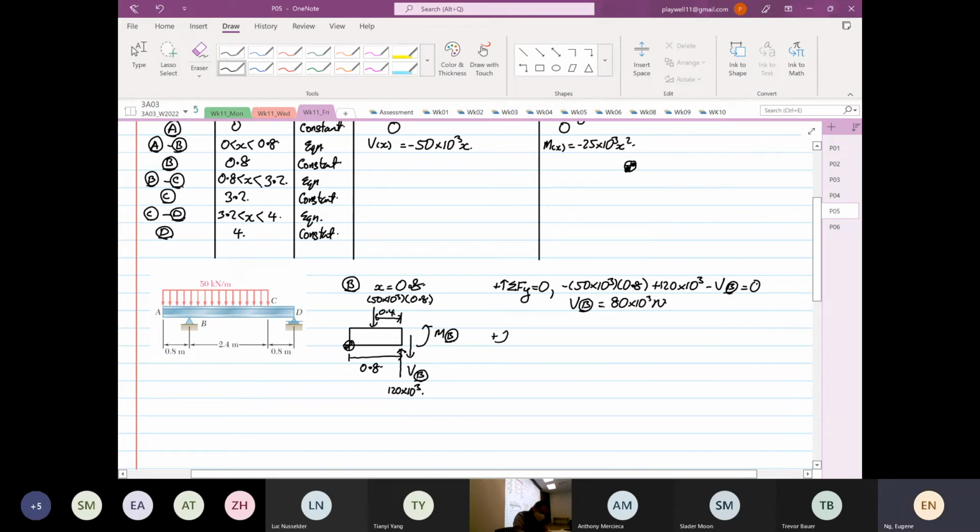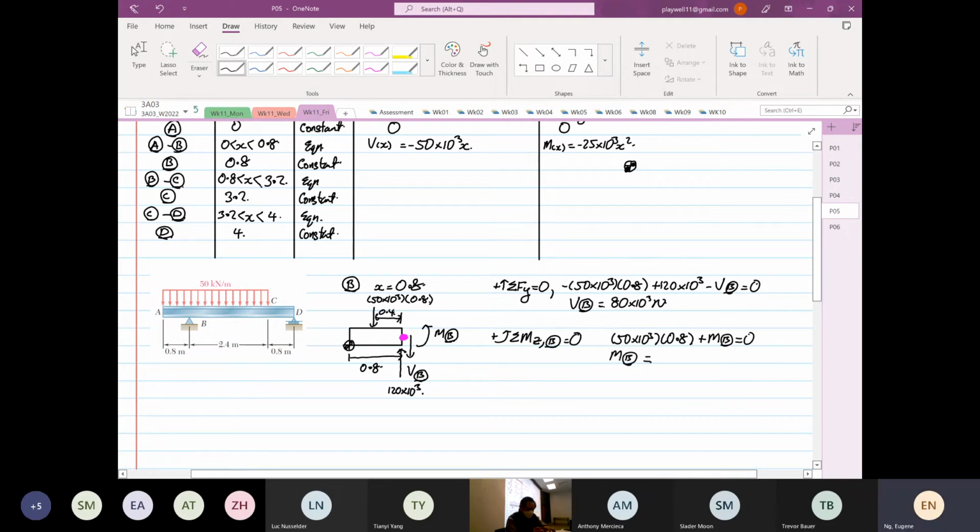Then we do the same. Summation of moment in the z direction at point B is equal to 0. Again, I highlight that we are taking the moment at the red dot that I'm drawing now. Okay. So this will be equal to 50. So the 50 times 10 to the power 3 is rotating in an anti-clockwise direction. So 50 times 10 to the power 3 multiplied by 0.8 is in a positive direction. The 120 is not going to cause any moment at all. So plus the moment at point B is equal to 0.